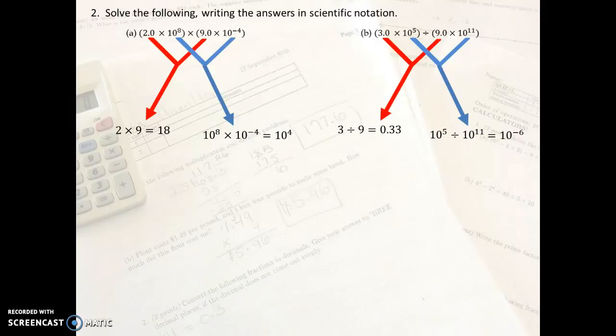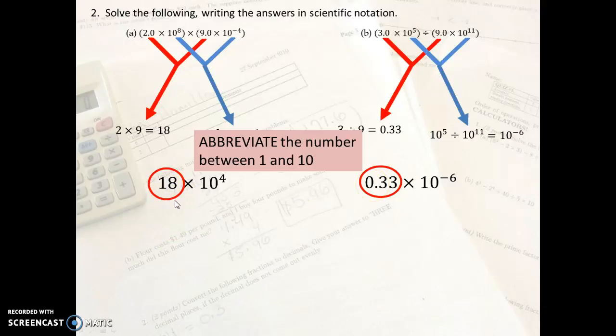We did some calculations. We did the apples with apples, oranges with oranges. Now we put it together. In this case, we have 18, 10 to the 4. Over here, we got 0.33, 10 to the minus 6. We got answers, right? Rewind in your brain. I said something about the number part in scientific notation. It has to be between 1 and 10. So in this case, both of those numbers are not between 1 and 10.